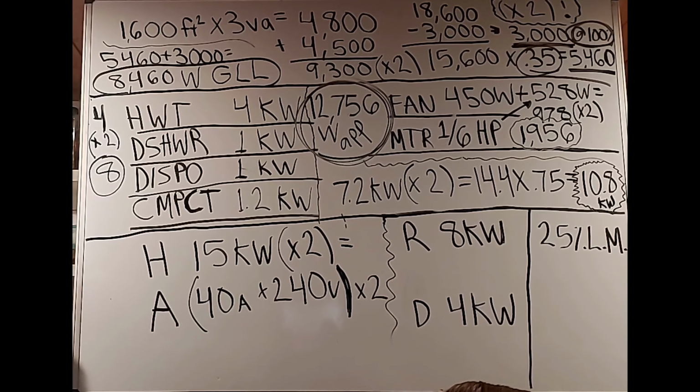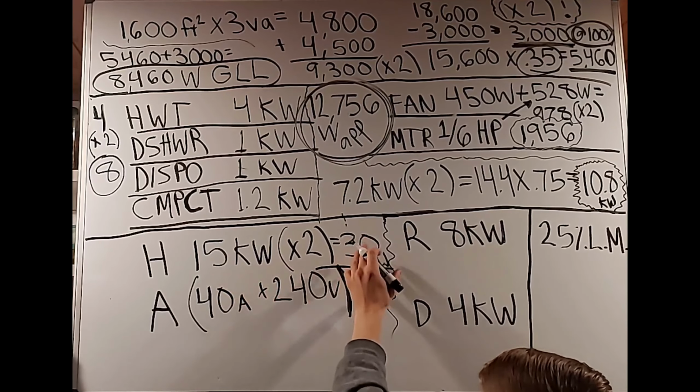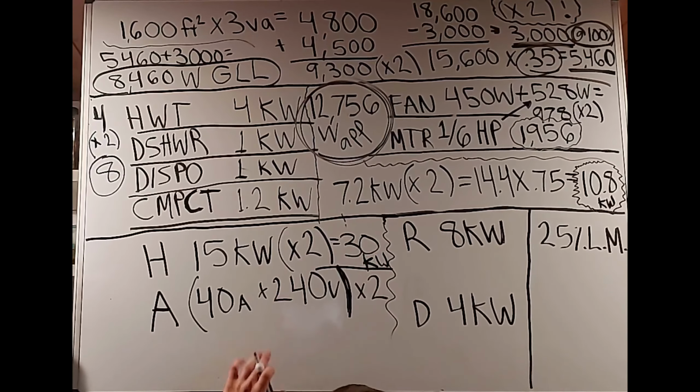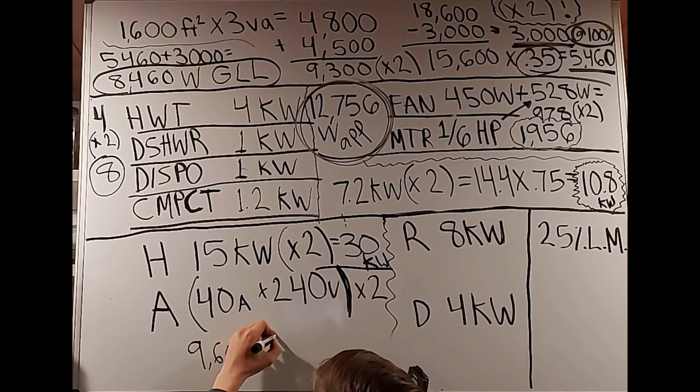Of course, we could start with heat, top to bottom, and we get 15 kilowatts times 2. Of course, that's pretty straightforward. We have 30 kilowatts there for the heating. Now let's check the AC. We're going to get our volt amps: amps times volts. 40 times 240 gets us 9,600. And remember, we're multiplying that by 2 because we have 2 air conditioning units.